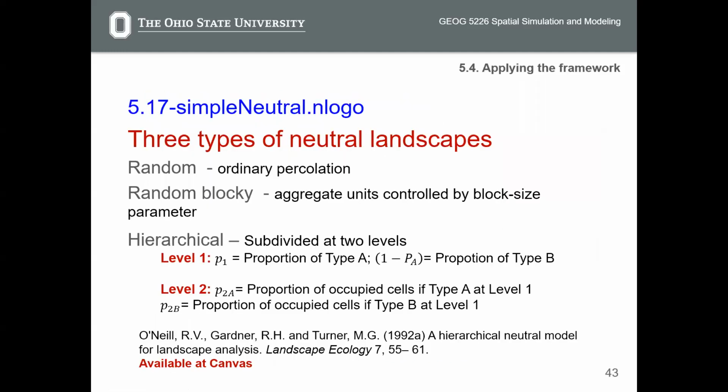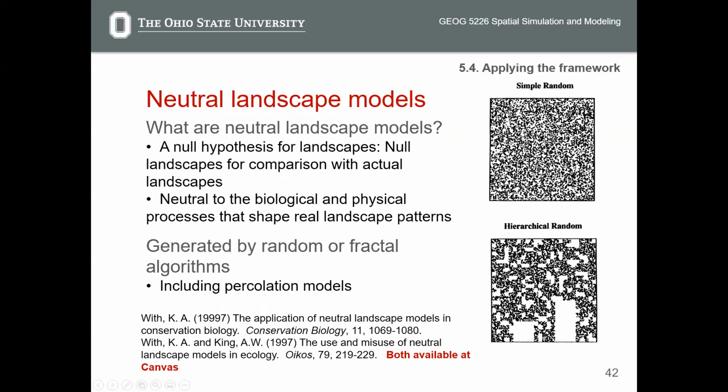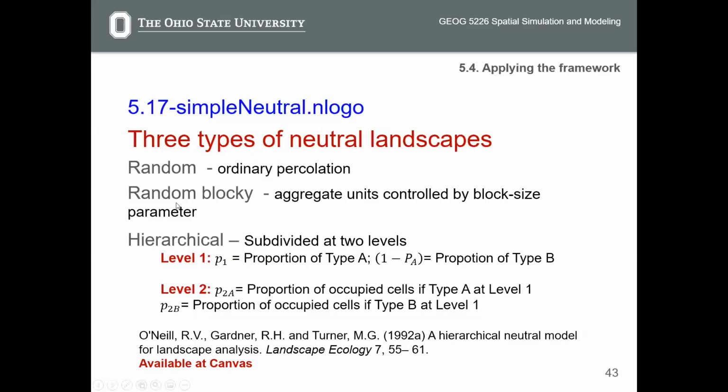So model 517 shows three types of neutral landscapes. First one is the simple random landscape. Second one, random blocky. I will show you that. You will see a lot of aggregations. They're just small blocks, small patches. And the third type is hierarchical. Okay, the whole space is subdivided at two levels.